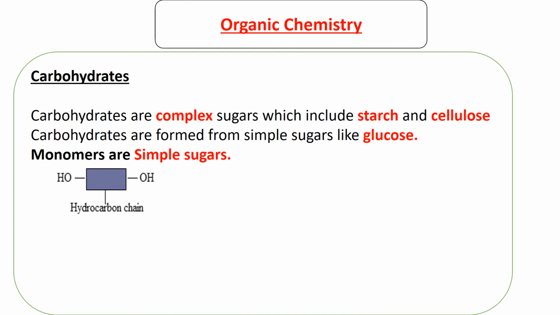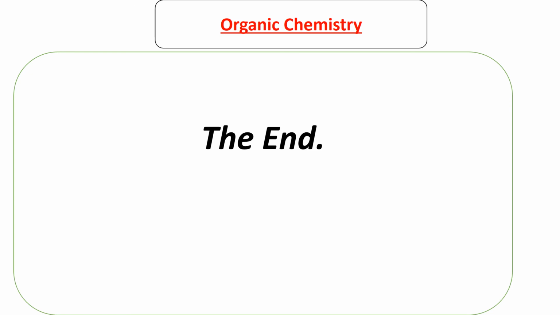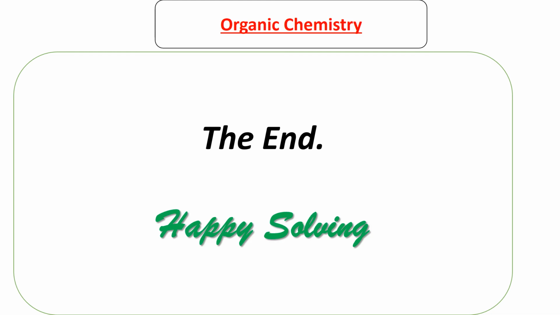Here is an example where we have a simple sugar like this one and this one. They combine to form this. This is an example of starch. So the linkage is called the starch linkage, where two simple sugars combine. When you break down starch using water, you're going to get glucose. So this marks the end of our chemistry, the end of organic chemistry, and the end of polymers. Happy solving.